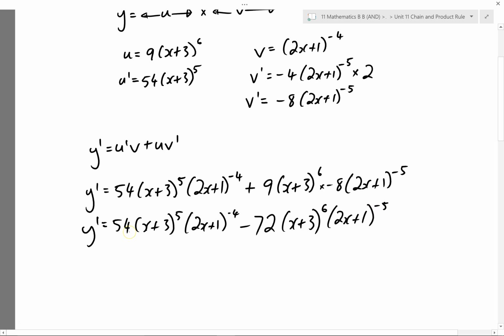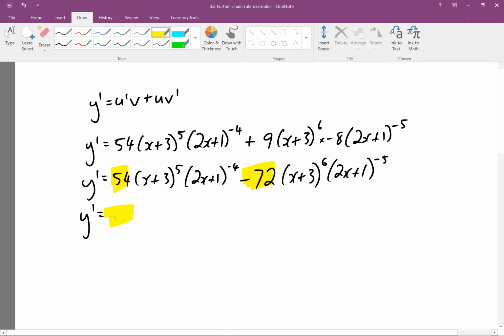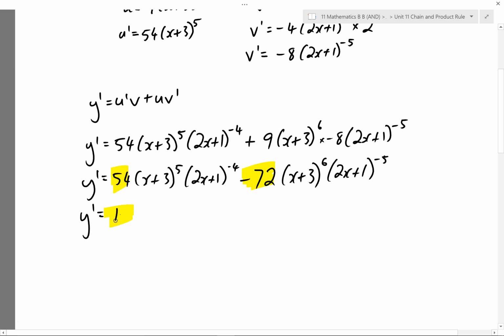Between 54 and minus 72, you need to find what the highest common factor is. Okay, it's going to be 18. And the way you can do that, 54 is like 2 times 27, which is 2 times 9 times 3, or 2 times 3 times 3 times 3. And for 72, it's like 9 times 8, or 3 times 3 times 8, which is 4 times 2, and 4 is 2 times 2.